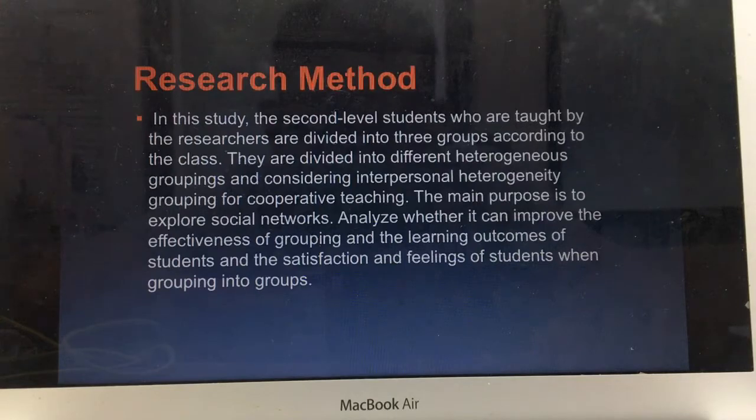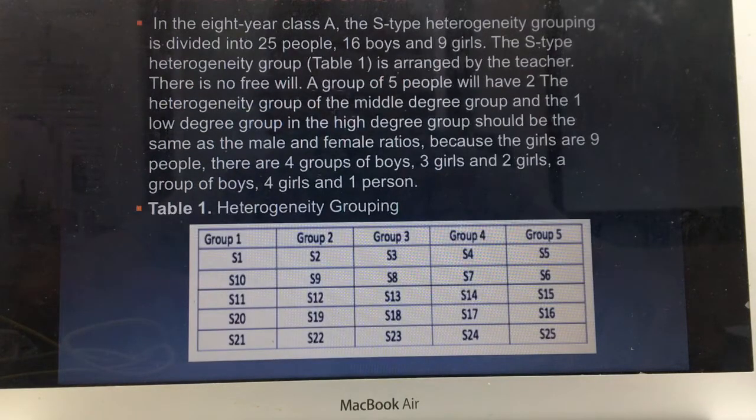According to the class, they are divided into different heterogeneous groupings, and considering interpersonal heterogeneity grouping for cooperative learning. So we have the 5 groups in table 1. This is the S group.